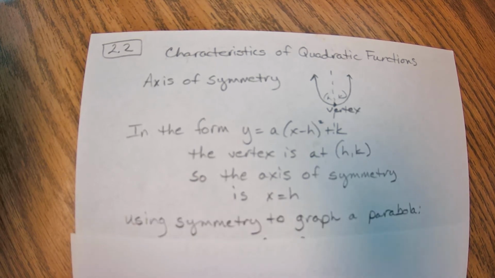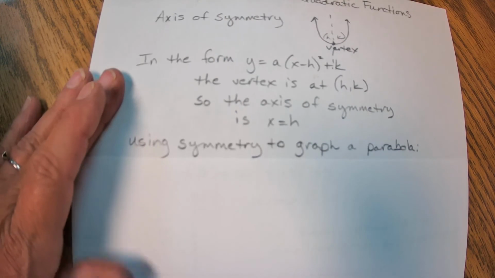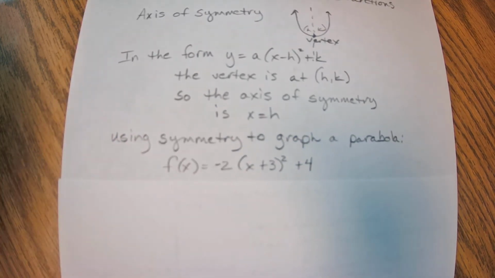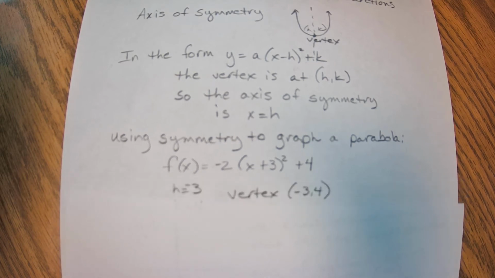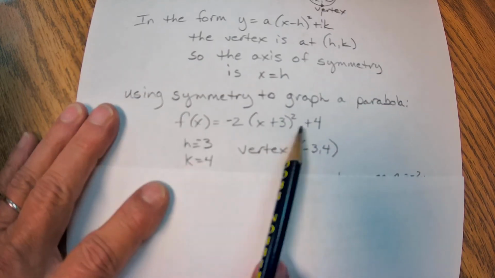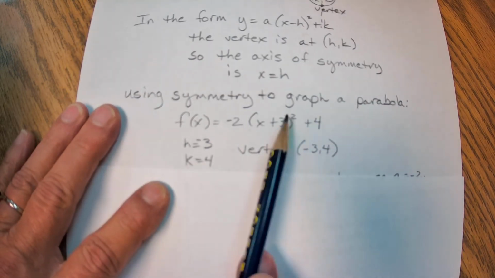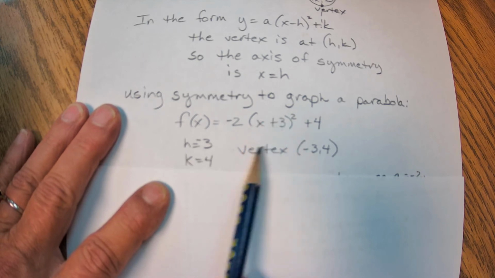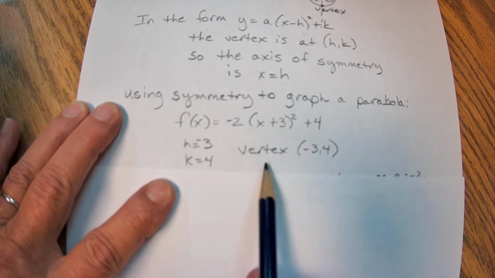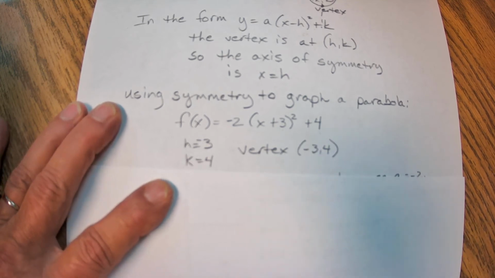And now we're going to talk about using symmetry to graph a parabola by hand. All right, our function is f(x) = -2(x + 3)^2 + 4. So the first thing we're going to do is identify h and k. In this case, I know that h is the opposite of whatever this is, so h is -3, and k is whatever this is. K is 4. So I know where my vertex is. It's at (-3, 4).